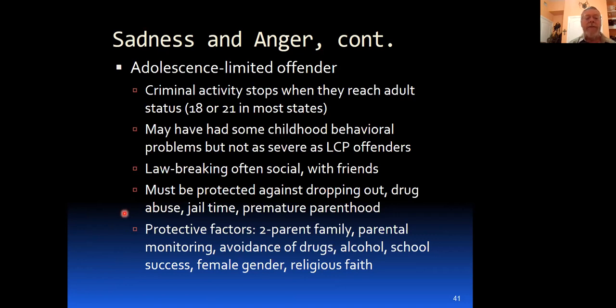There are some protective factors as well that seem to enable that adolescent limited offender to stop offending. One would be simply a two-parent family, parental monitoring, avoidance of drugs and alcohol, and being successful in school. Also, being female seems to be somewhat protective, as does having a meaningful religious faith. So there are some things that can counteract that tendency.